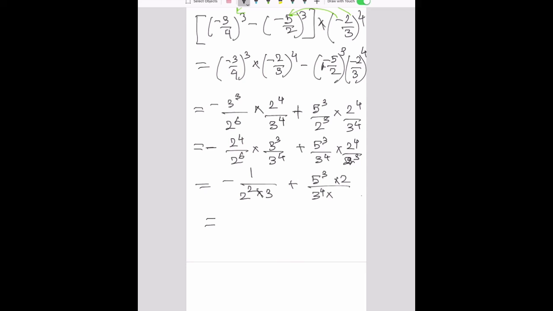It's a lengthy problem. So minus 2 to the power 2 is 4, and this 12. So 5 cube is 125, into 2 is 250, and this is 3 to the power 4. 3 to the power 4 is what? 9, 27, 81. And then you will do the calculations. We'll have a similar answer, the one that you have got on top. So both of these questions will have similar answers.